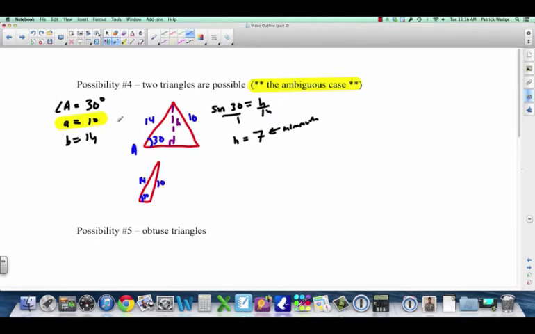So there are two ways that you could have a triangle that has a 30-degree angle here and 14 here. You could either put the 10 this way or you could put the 10 that way. So there are two triangles.